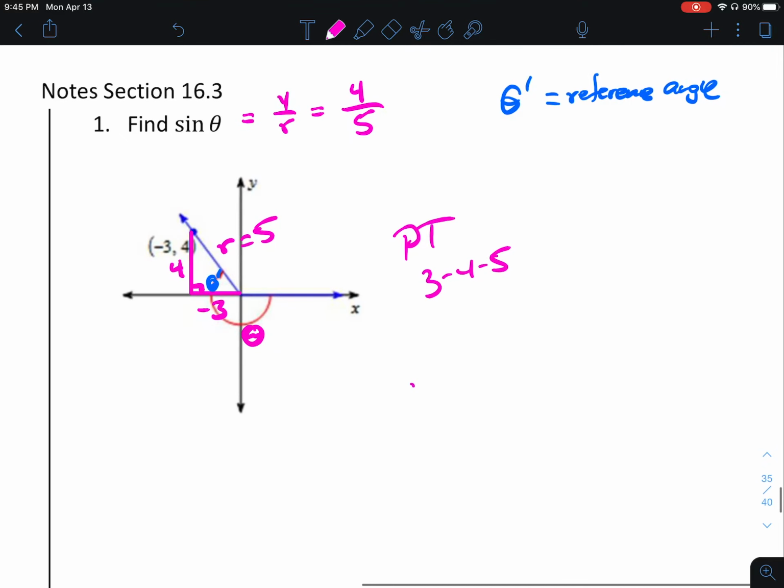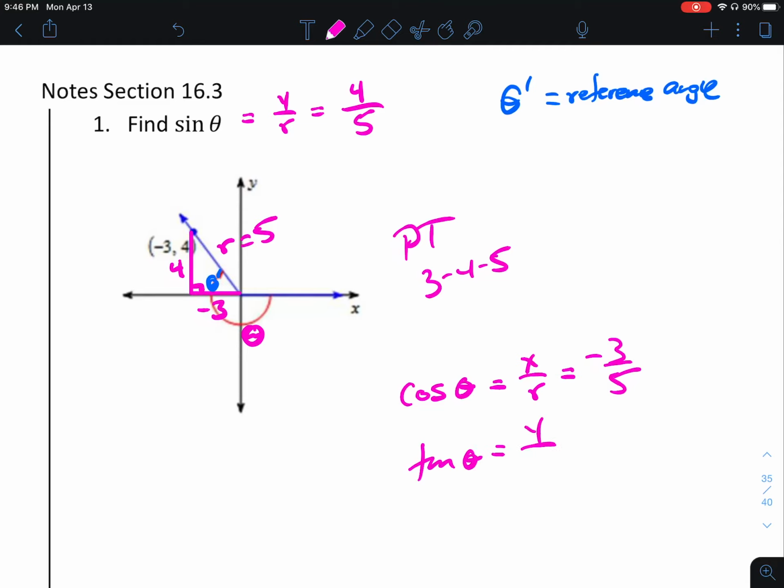If you happen to also be asked, which you weren't, but what's cosine of theta? Well, that's x over r. X is -3 and r is 5. If you were asked what's tangent of theta, which you weren't, but if you were, tangent's y over x, opposite leg over adjacent leg, that would be 4 over -3.